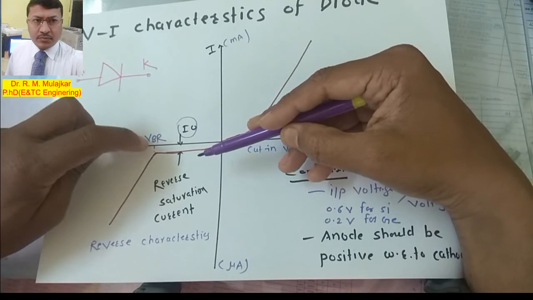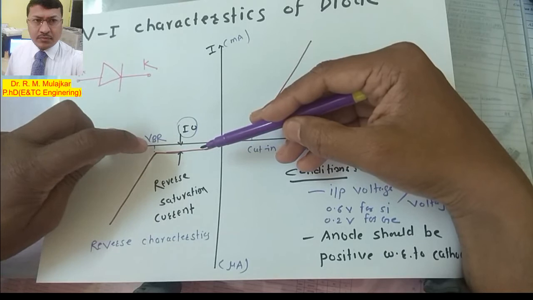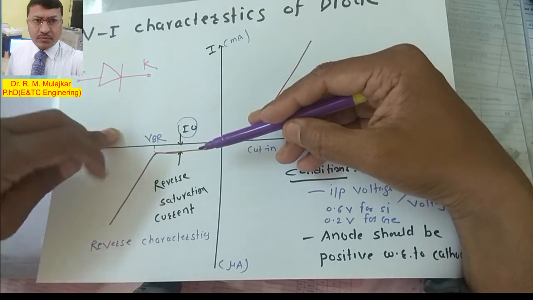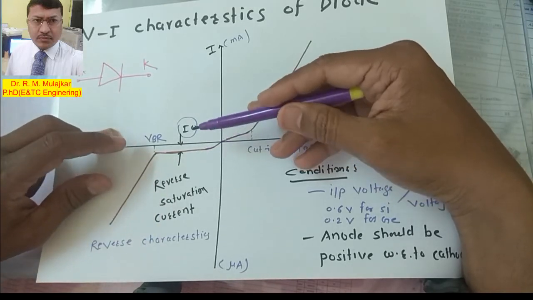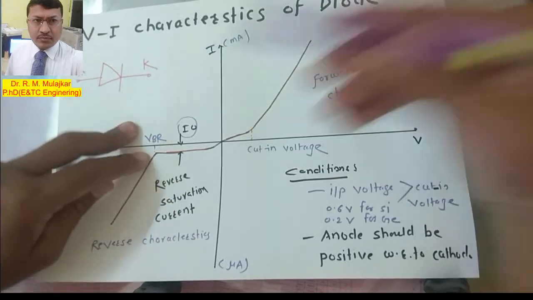And once the value of VBR, the breakdown voltage, is reached, what happens? The current will suddenly start to increase, and there is a probability that the diode gets damaged or may burst. So this is the reverse characteristics of the diode.